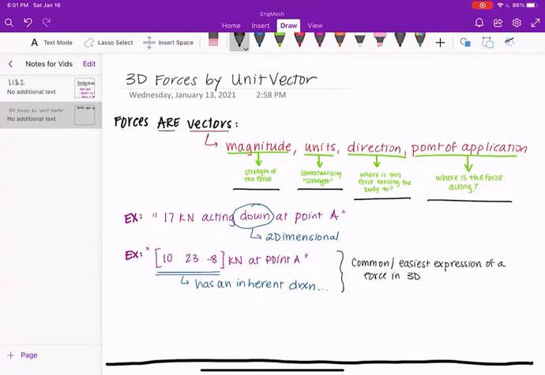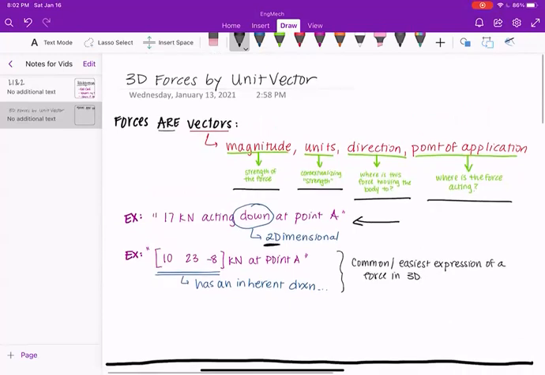So there's two different ways to kind of describe all this information. In lesson 2, we described it this way, where it was some number, some units acting some direction at point whatever, right? And that's usually only really helpful in a 2D situation, because down, left, up, right implies that it's acting in one plane, right? Which is a two-dimensional situation.